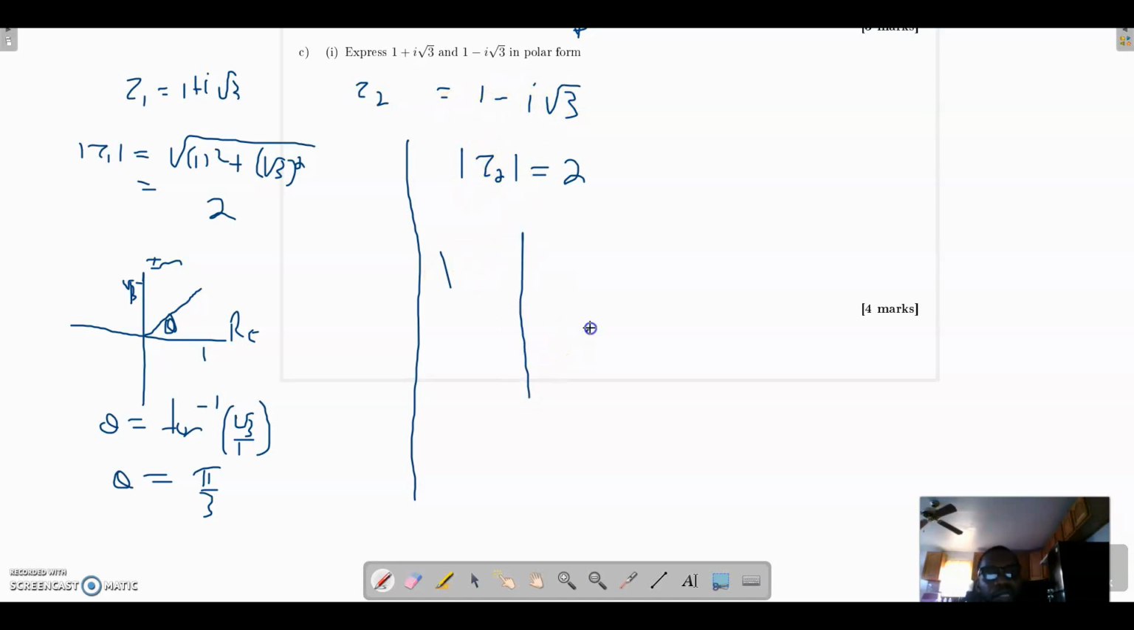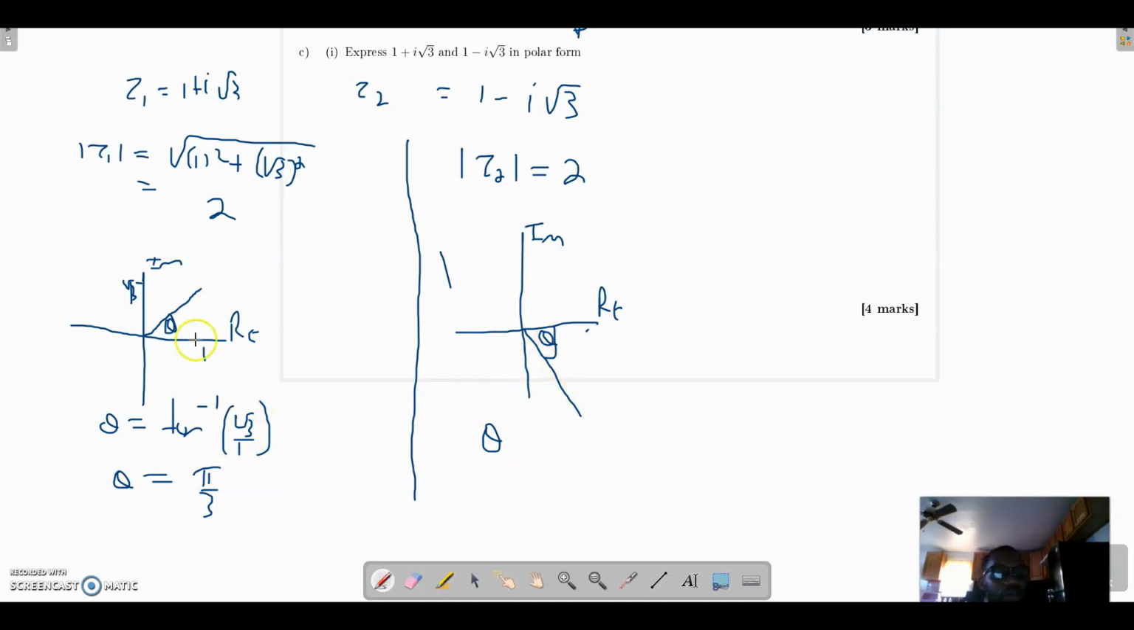Now, when we put this on an Argand diagram, let me say imaginary axis, the real axis. 1 minus root 3: 1 is positive, minus root 3 is negative, so it's going to fall down here. We can also deduce the argument, because if we ignore the sign, what we end up with is still pi over 3. It's just that it's going in the opposite direction, so it's going to be negative pi over 3.